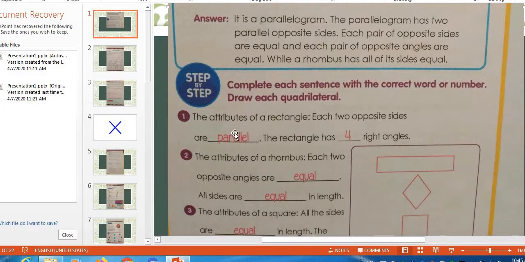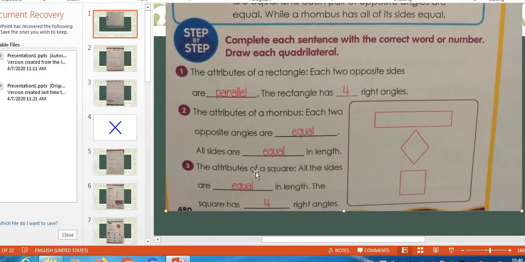Okay, the attributes of a rectangle. Each two opposite sides are what in the rectangle? Attributes here means the characteristics of them. So, each two opposite sides are parallel. The rectangle has how many right angles? The rectangle has 4 right angles, right? The attributes of a rhombus. Each two opposite angles are equal in measure in the rhombus. So, all sides are what in length? All sides are equal in length.